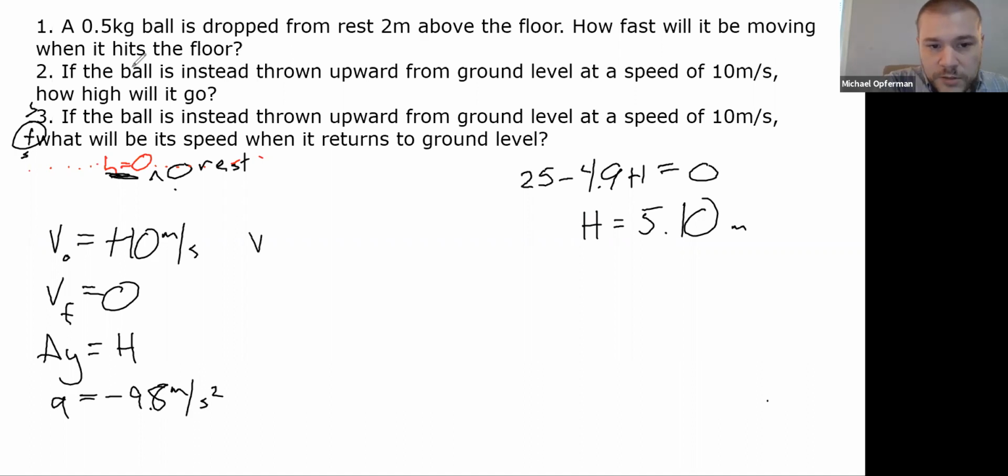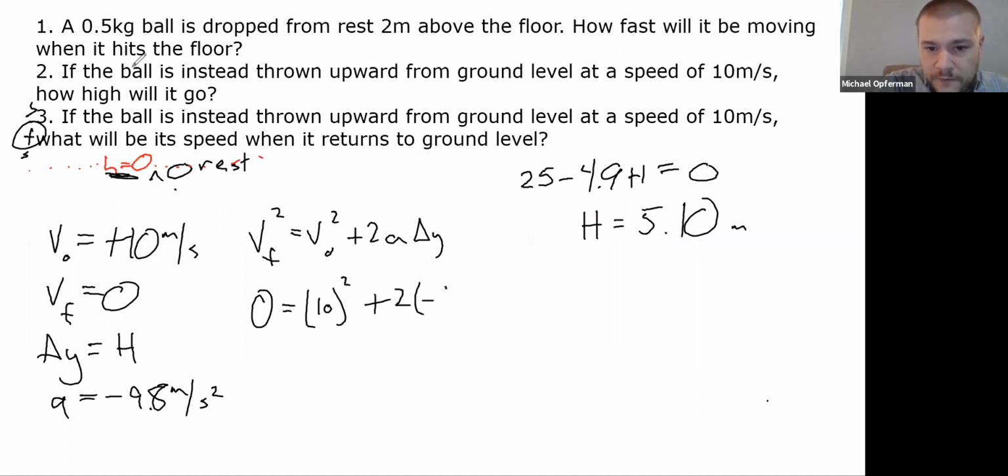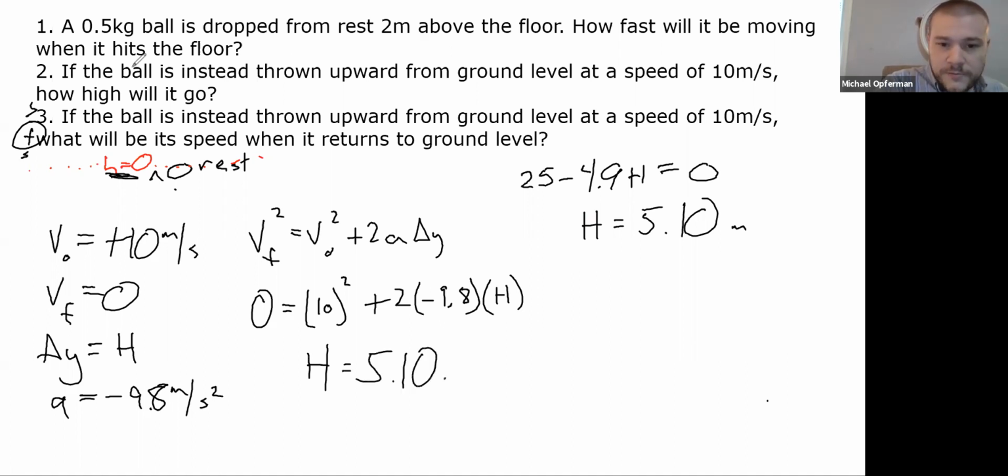With those four variables, my equation is once again going to be this one. So I'm going to have 0 equals 10 squared plus 2 times negative 9.8 times h. So I'm going to get 100 divided by 2 divided by 9.8. And miraculously, it does, in fact, give you exactly the same answer.